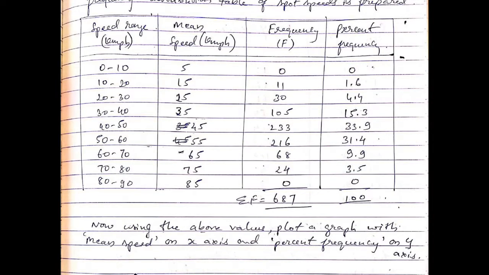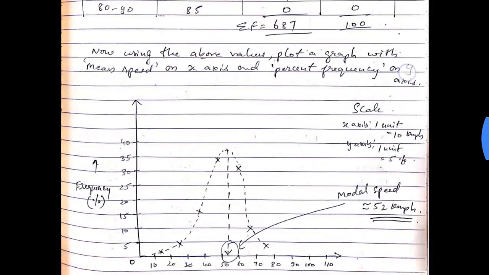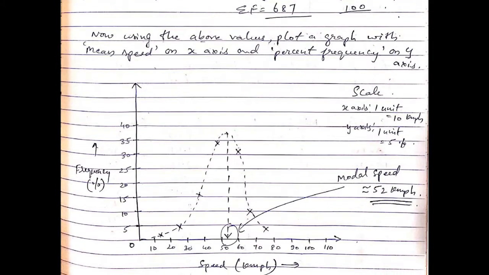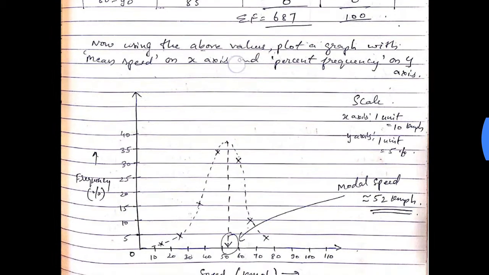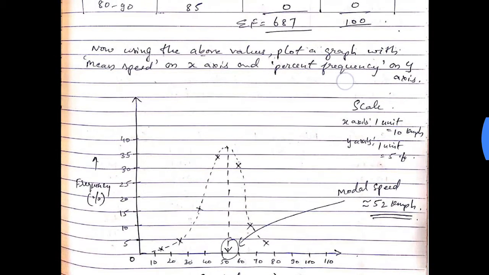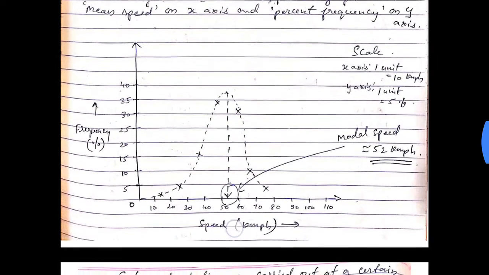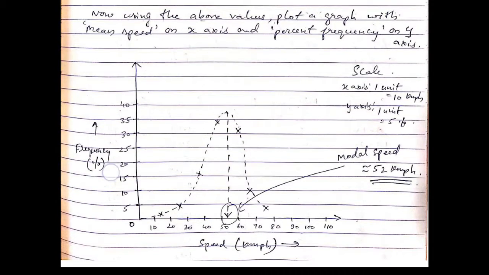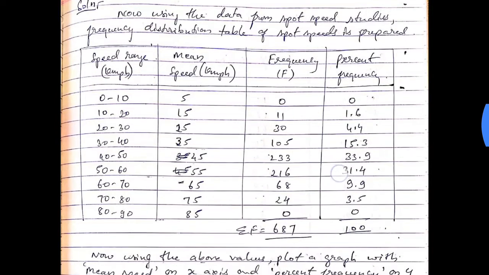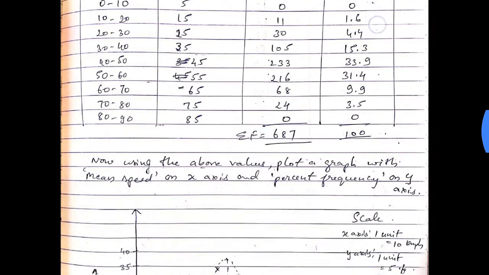Once you have obtained these values, you now need to plot a graph in order to find out the most preferred speed or the modal speed. Using the above values, plot a graph with mean speed on the x-axis and percentage frequency on the y-axis. Along the x-axis we have speed in kmph, that is the mean speed, and along the y-axis we have percentage frequency. So we need to plot between column 2 and column 4.